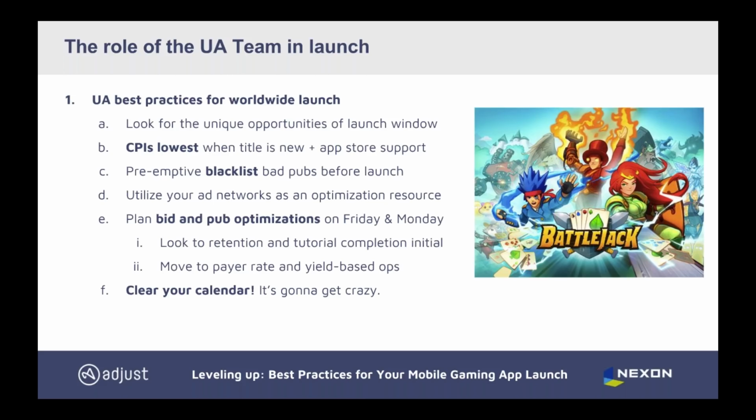Some other tactics to keep in mind: preemptive blacklist. Especially if you've launched a few games and worked with your networks for a while, you have a sense of certain publishers that you're always blacklisting on every network. You can also ask your contacts at the network to cut out some of this noise, because you're going to have such a concentrated spend this first week, and you can lose a lot on those bad placements.